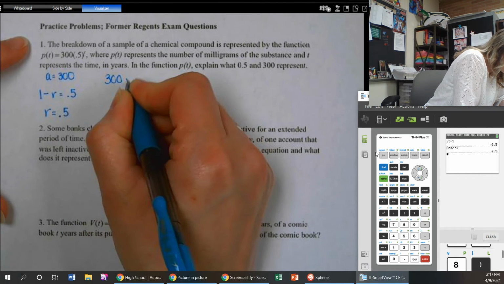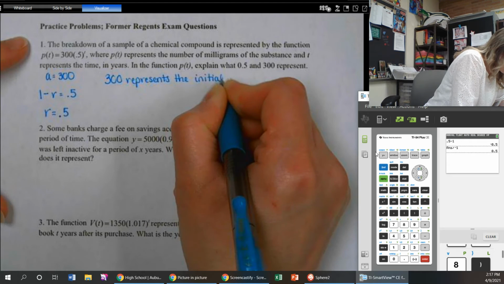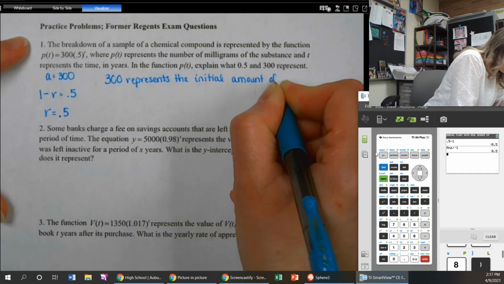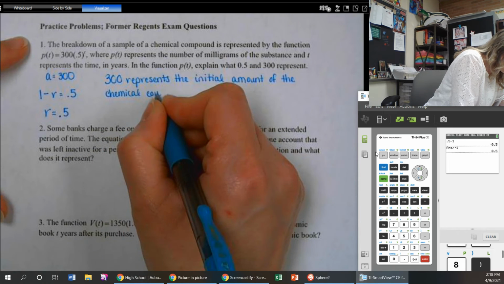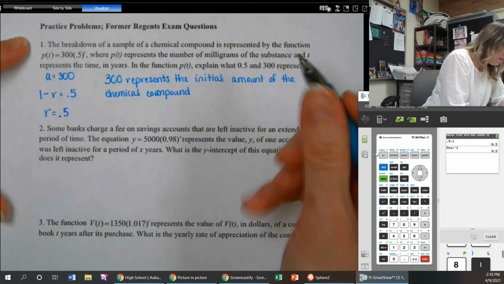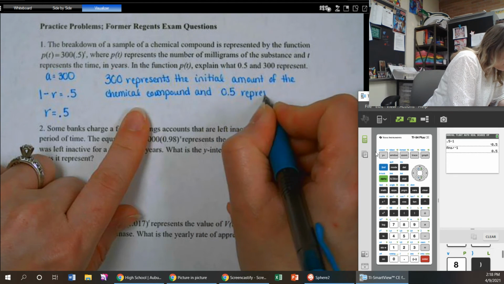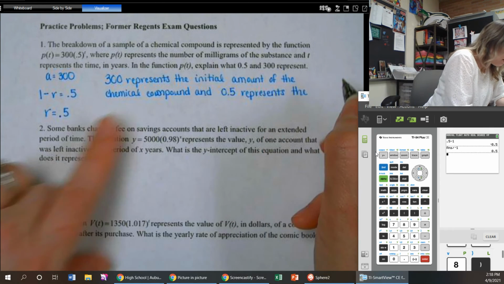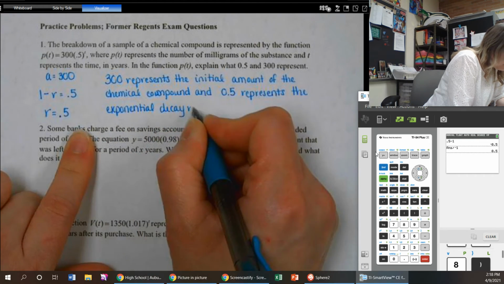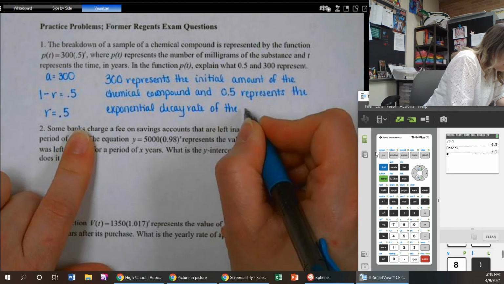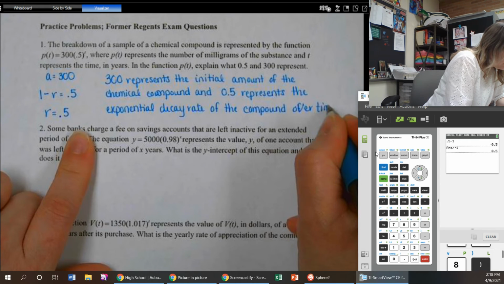300 represents the initial amount of the chemical compound, and 0.5 represents the exponential decay rate of the compound over time.